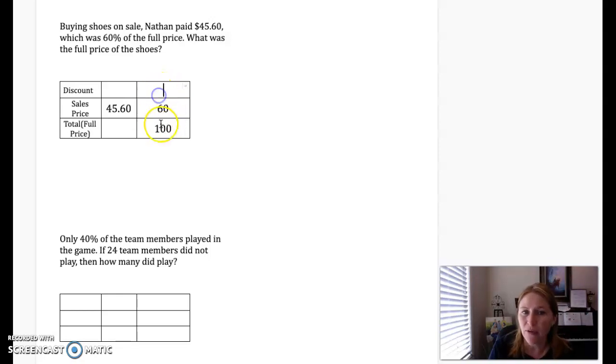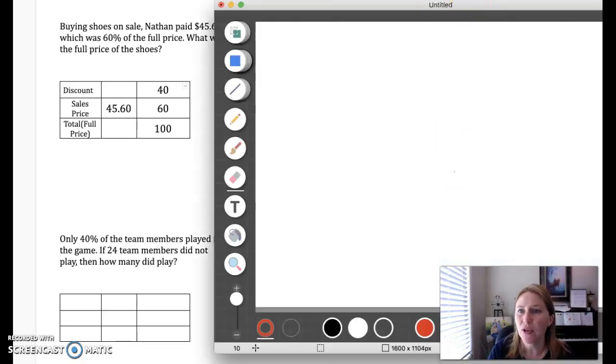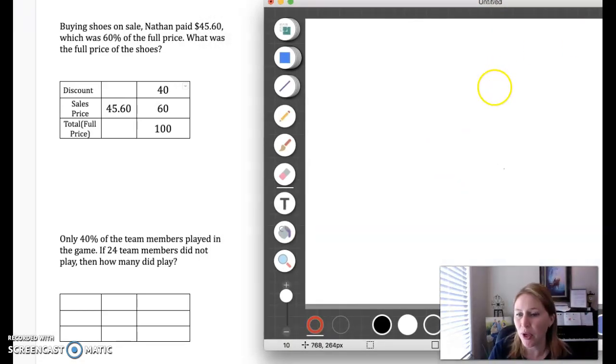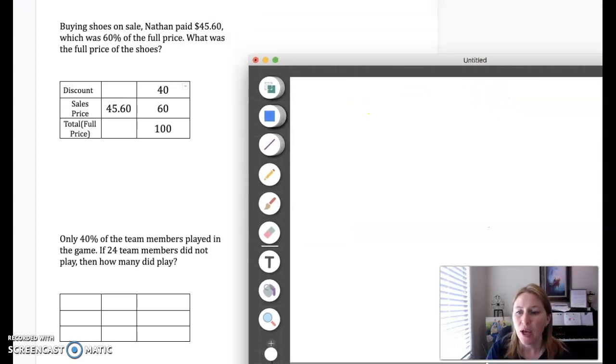So the discount for this one, the difference between 60 and 100, the discount was 40%. So it was 40% off. And now we can kind of fill out this table. This is what it was asking us for. It was asking us for the full price, but we could find out what the discount was as well. Let's use our little paper and probably our calculator again for this one. But let's find out how to set these ratios up.